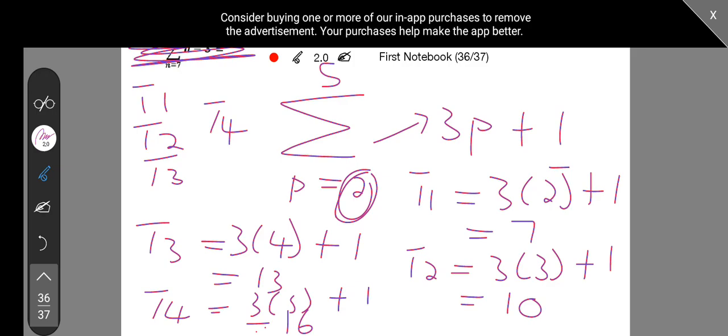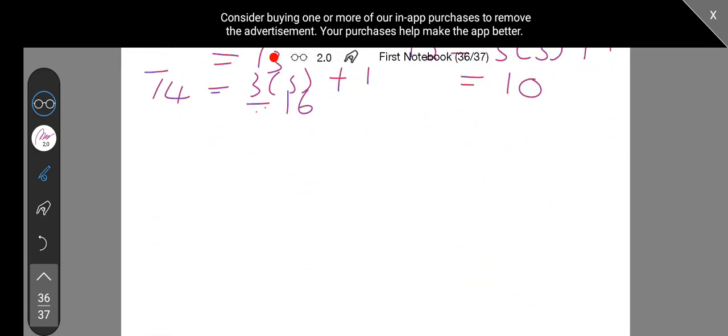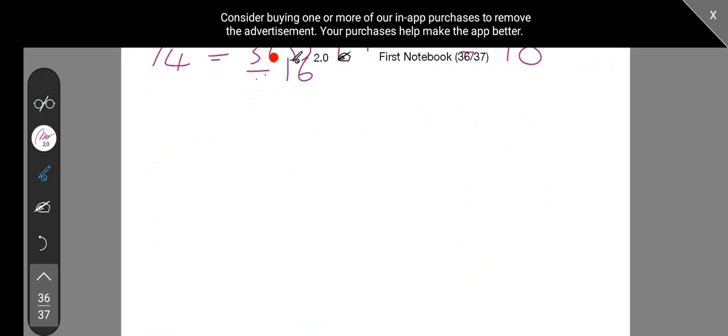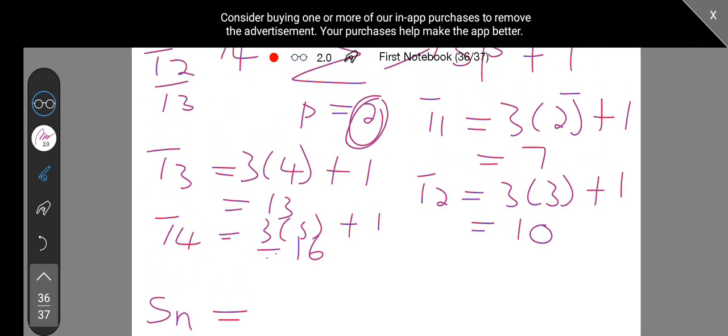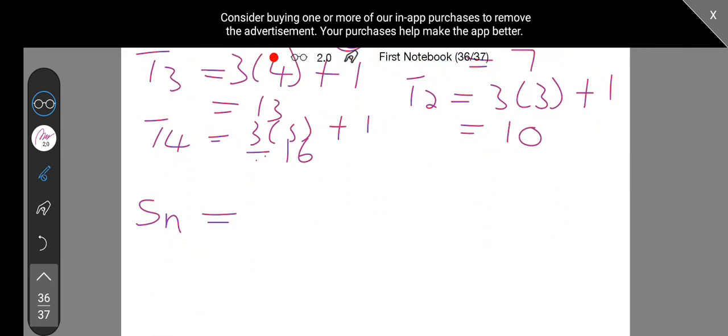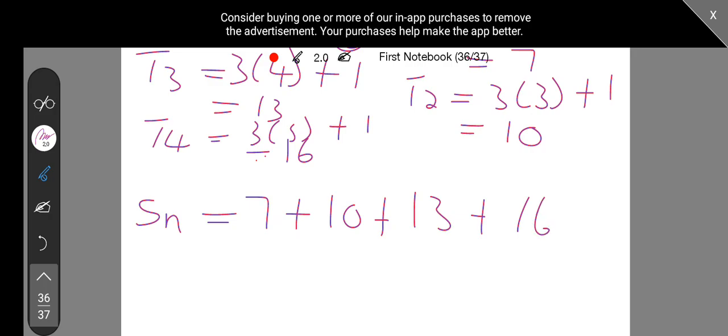I hope you understand. And at the end, they've said evaluate the series. You must write it. You must say that the series is given as, the sum here is given as, term number 1, we have calculated it as 7. So we're going to say that it's 7 plus the second term, that's 10, plus the third term, that's 13, plus 16. And this is how we have evaluated the sigma.